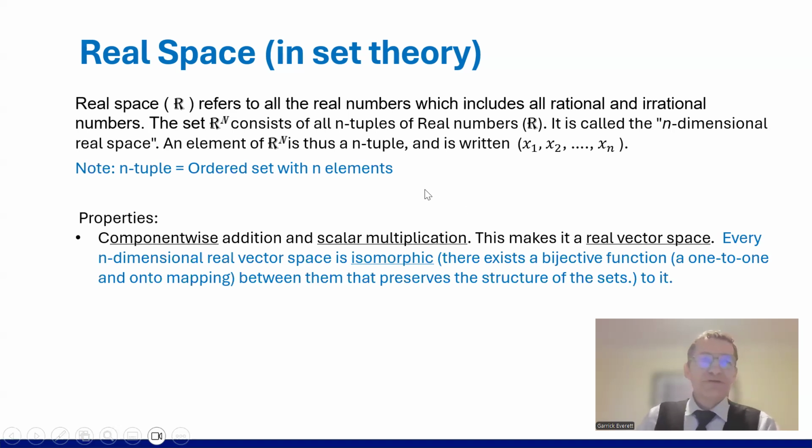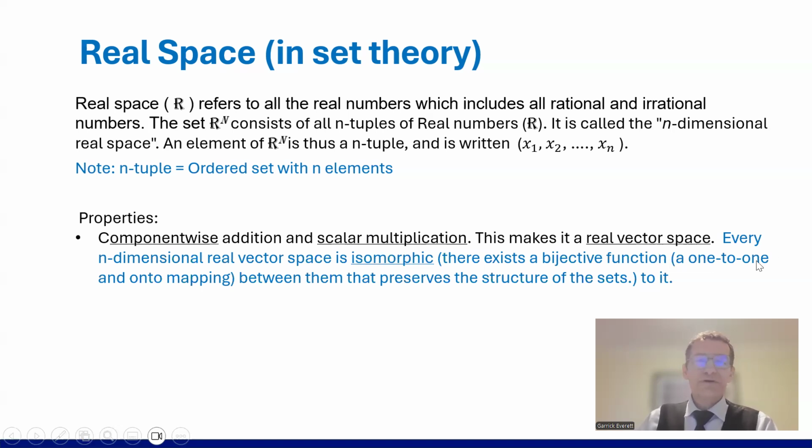Properties. There are two main properties for real space: component-wise addition and scalar multiplication. So they're things that occur within real space. You've got to have some addition and you've got to be able to do multiplication. Once you've got that, that makes it a real vector space. So you're doing these with vectors and sometimes with matrices. So with component-wise addition and scalar multiplication, that makes it a real vector space.